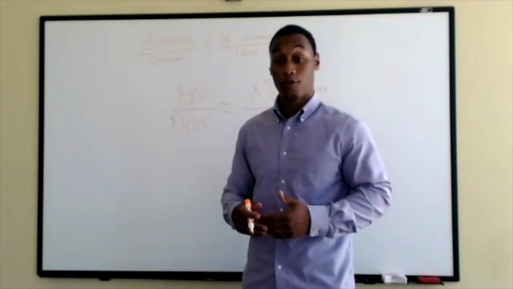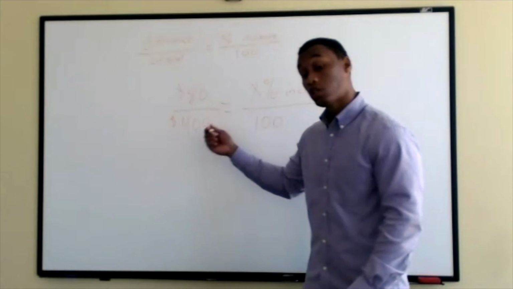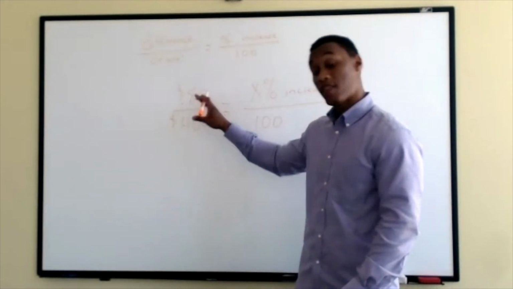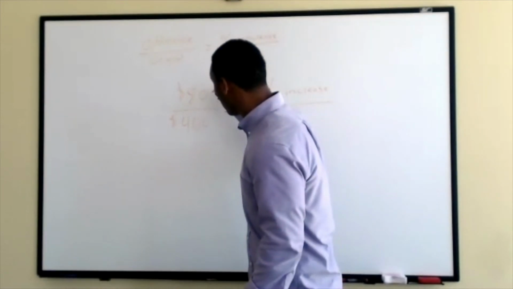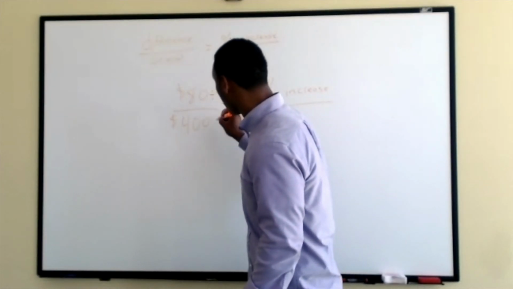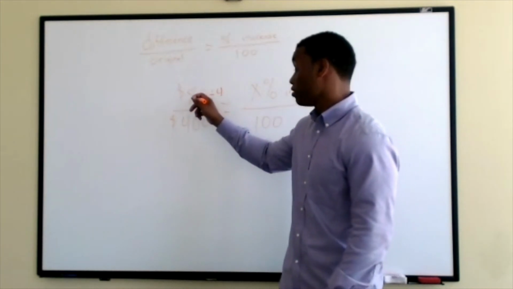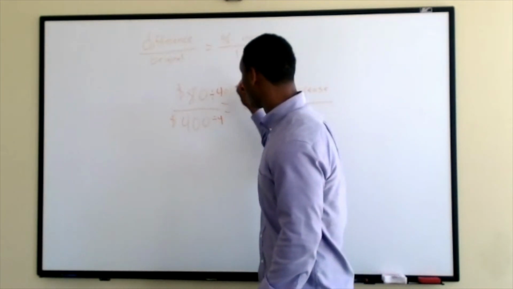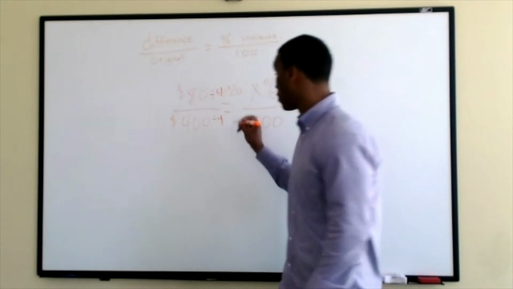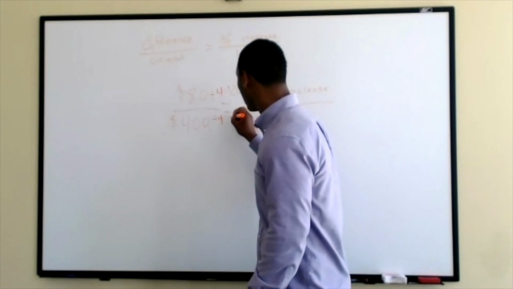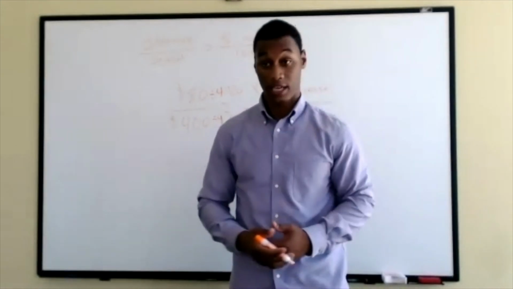So now, as I mentioned before, our goal is to compare apples with apples. So we want $100 to be in the denominator in this proportion over here. So we're going to divide the top and bottom by 4. So now we have $80 divided by 4, which will give us $20. And 400 divided by 4 equals 100. So now that comes up with a percent increase of 20%.